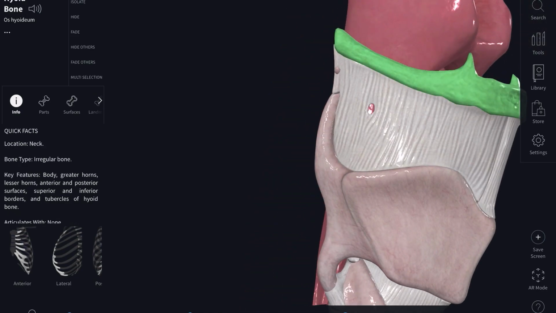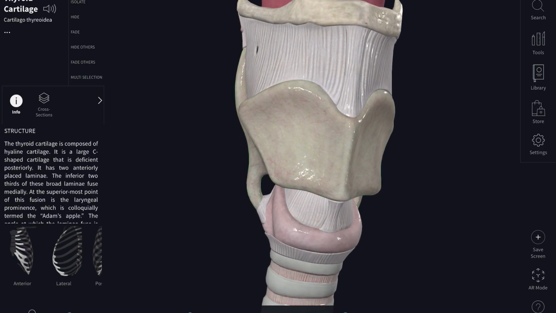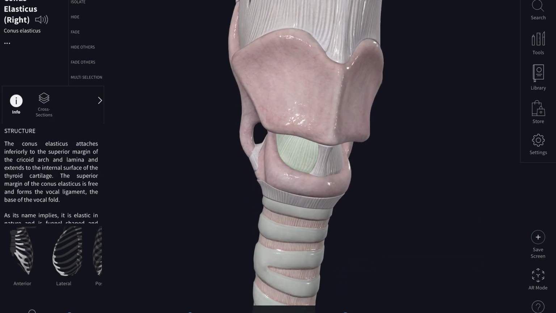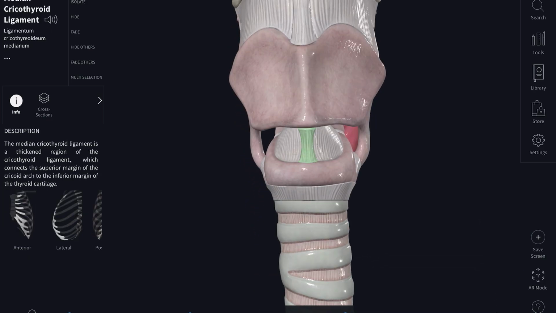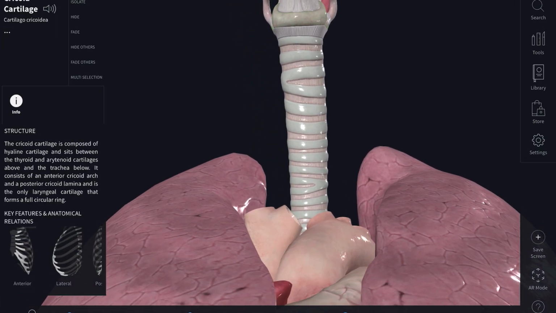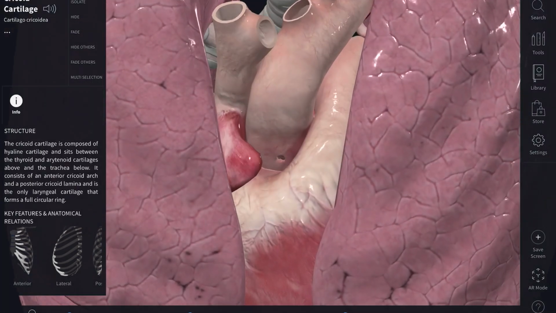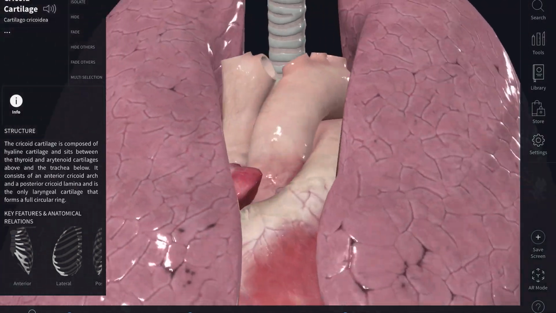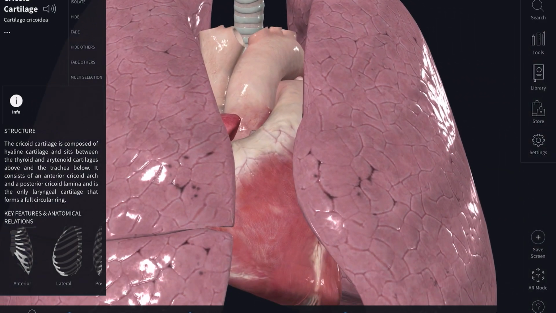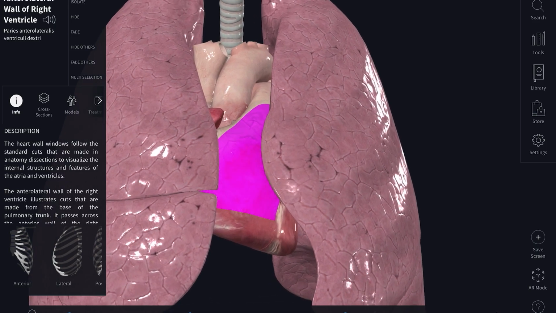The hyoid bone, the thyrohyoid membrane, thyroid cartilage, cricothyroid membrane sitting in here. There's your cricoid cartilage coming on down. Look, there's the heart sitting right there, all nice and cozy between your two lobes of your lung. So let's get rid of the heart.